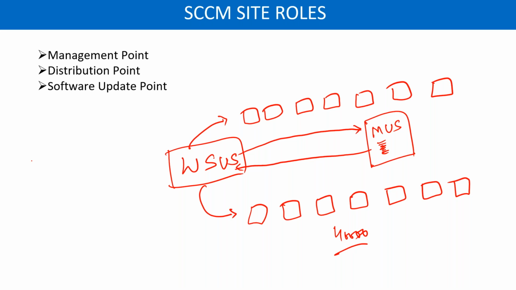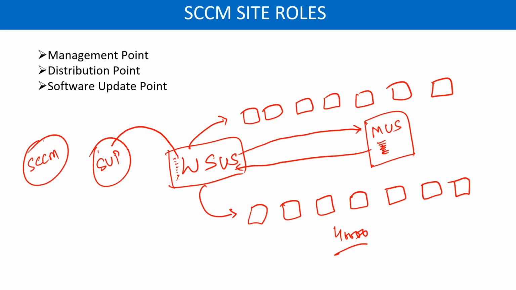Now, since we are going to do this through SCCM, we will have an SCCM server, and once the scanning is completed, we can have a software update point. The software update point will help to integrate WSUS into SCCM. Whatever information WSUS collects, it will pass on to SCCM, right? Finally, it reaches the SCCM server, and from here you can deploy updates to these 40,000 computers.